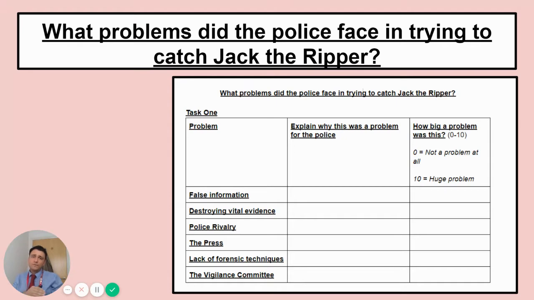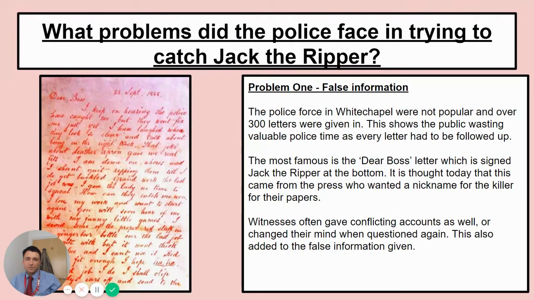But all of these methods didn't work because the police had to face a number of problems trying to catch Jack the Ripper. You should have this worksheet in front of you then. We're going to fill this in as we go along. So let's look at our first of the 6 problems, which is false information.